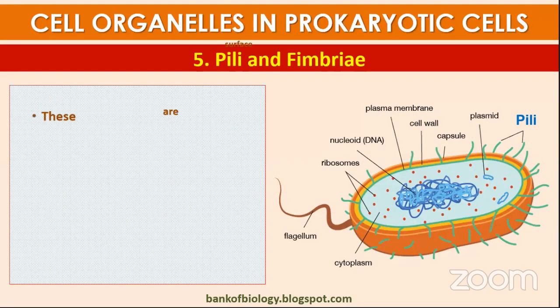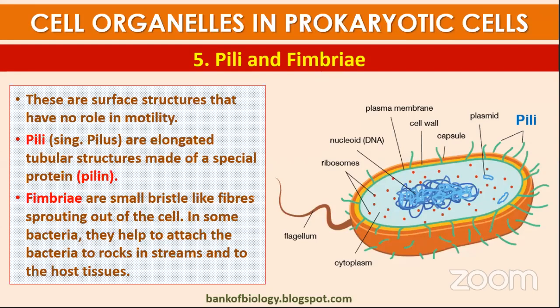Then pili and fimbriae. They are surface structures that have no role in motility. Pili, single pilus, are elongated tubular structures made of a special protein, pilin. The next one, fimbriae. Fimbriae are small bristle-like fibers sprouting out of the cell. In some bacteria, they help to attach the bacteria to rocks in streams and host tissues.